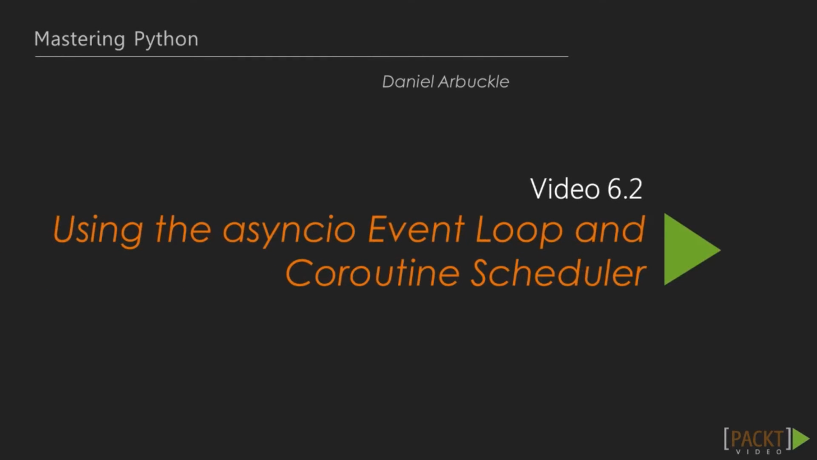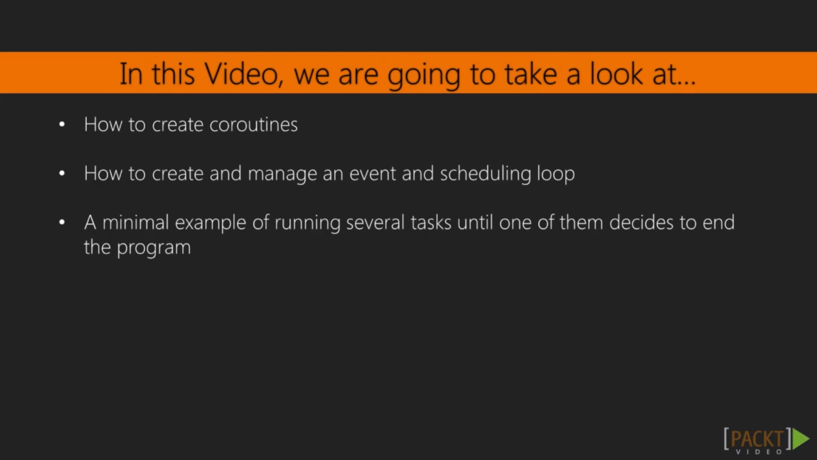6.2, using the event loop and coroutine scheduler. We're going to take a look at how to create a coroutine, how to manage the scheduling of them so that they act as if they were parallel processes, at least from a logical perspective. And we're going to see a minimal example of running multiple threads of code execution without running multiple processes.